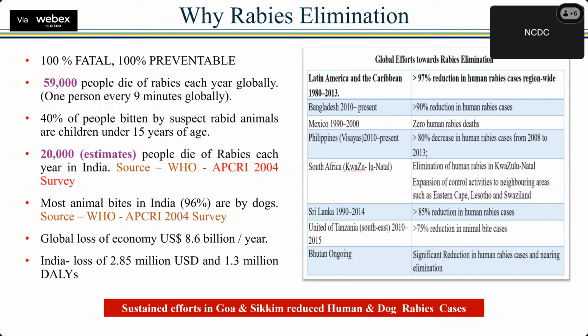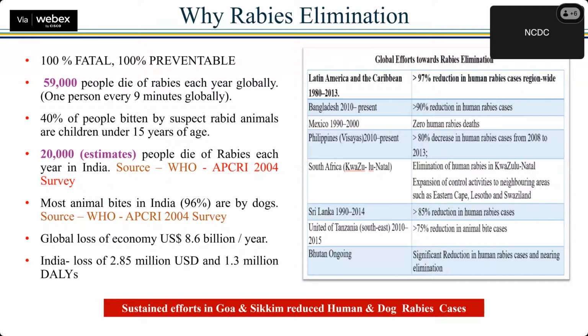In the latest estimates, globally around 59,000 people die of rabies each year. 40% of people bitten by suspected rabid animals are children under 15 years of age. So children are more vulnerable to getting rabies infection. In 2004, there was a survey by WHO and the Association for Prevention and Control of Rabies in India. It estimated that 20,000 people die of rabies each year, and 96% of animal bites in India are by dogs. So whenever we talk about rabies elimination, we generally talk about dog-mediated rabies elimination.